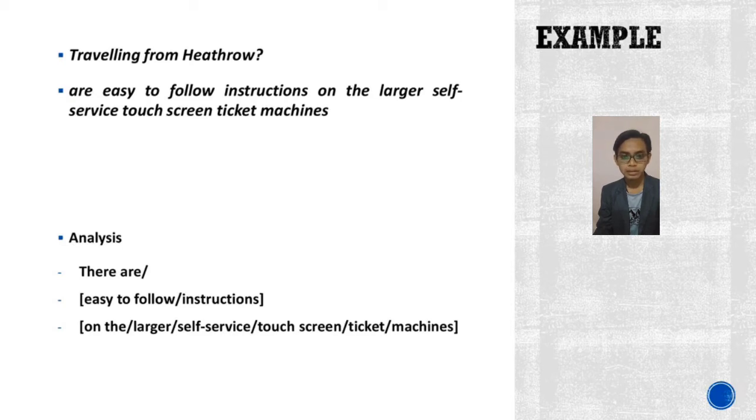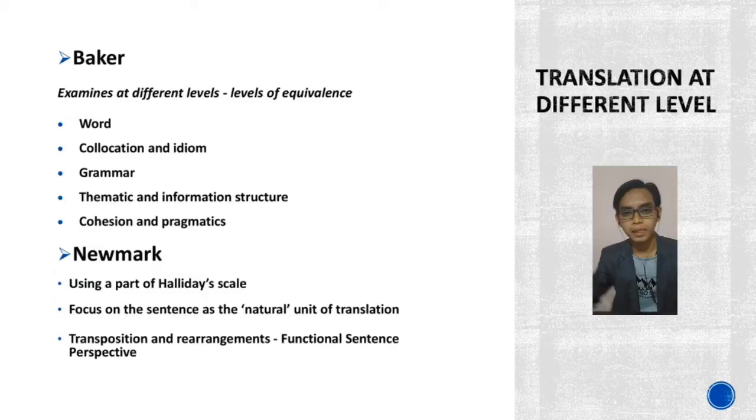There are / easy to follow / instructions / on the / larger / self-service / touch screen / ticket machines. Here the slashes indicate small word groups with a distinct semantic meaning that might be considered separately, while the brackets include larger units that a practicing translator is likely to translate as a whole.